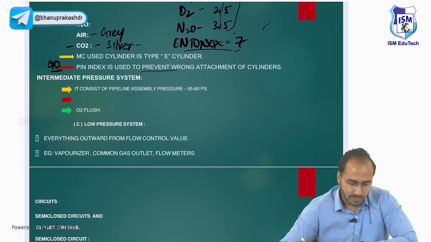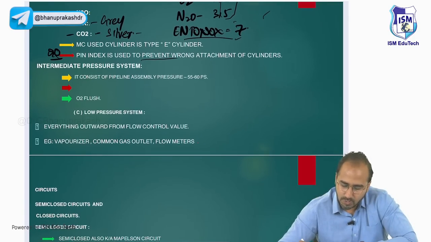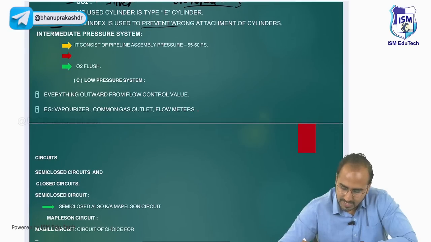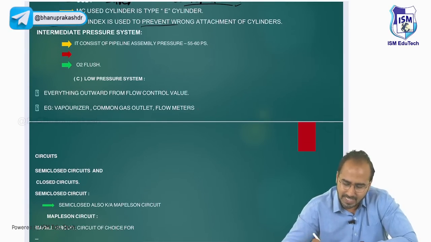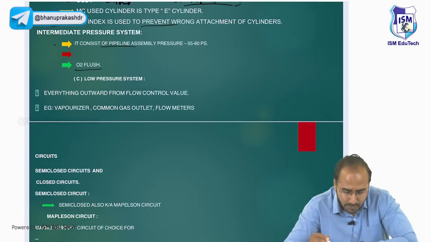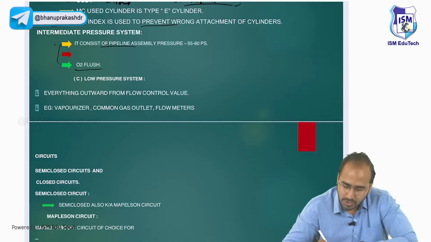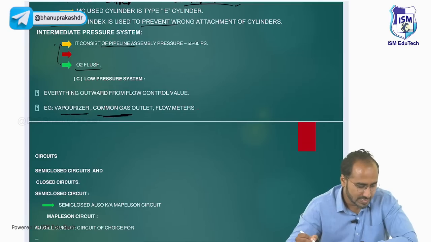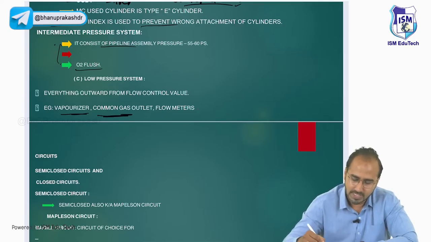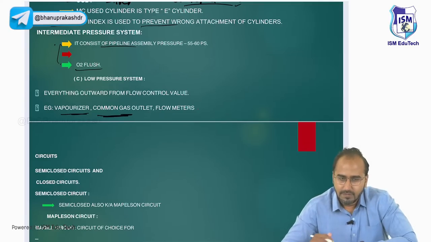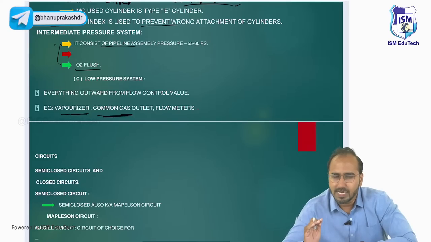Okay, next, after the pin index system, we need to know about the other parts. The intermediate pressure system consists of the oxygen flush and pipeline assembly. Again, it's not that important. In the low pressure system, you have the vaporizer and breathing circuit. You don't have to remember high, intermediate, and low pressure. You have to remember the parts of the machine.